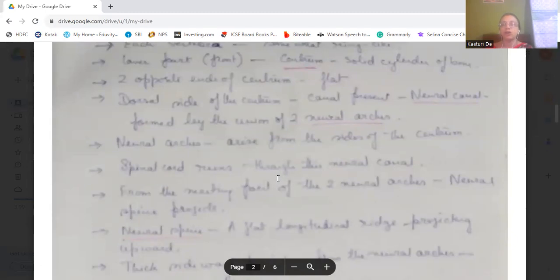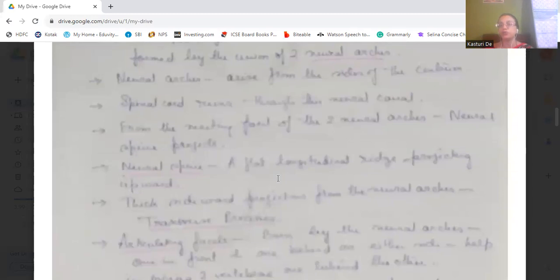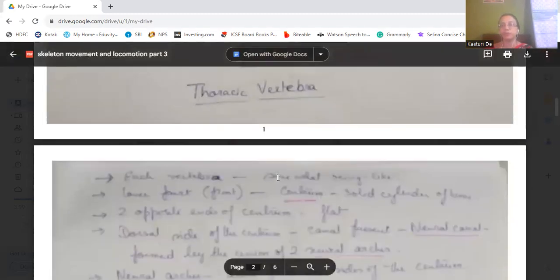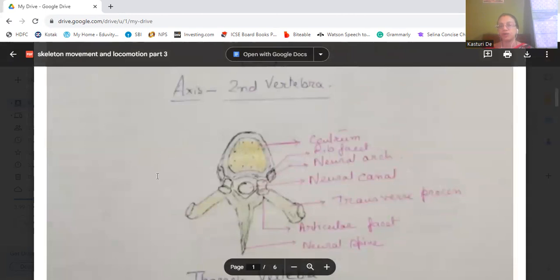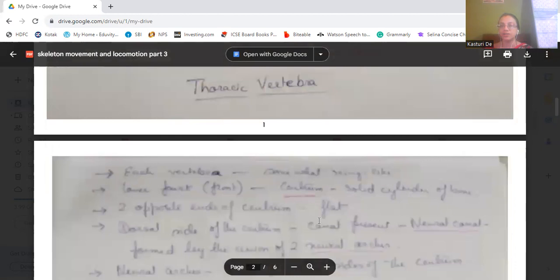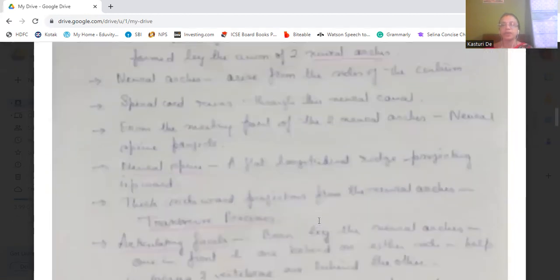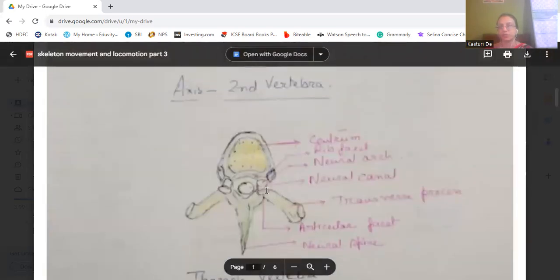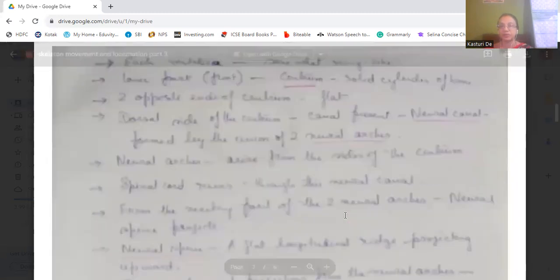Then the spinal cord runs through the neural canal. From the meeting point of the two neural arches, the neural spine projects. Where these two neural arches join, they produce the neural spine. Then thick sideward projections from the neural arches are the transverse processes.